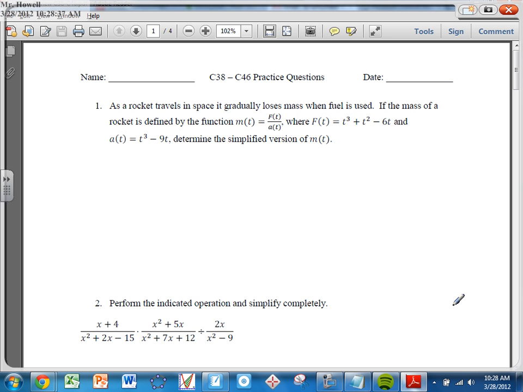Divide what? Yeah, put the force over the acceleration, just like you see it here. So start by writing the function, or just write a fraction line, and put the force function over the acceleration function. So write the whole force function along the top, write the acceleration function along the bottom. Again, this is why I said this is concept 38, because 38 was just simplifying expressions. So let's write it.